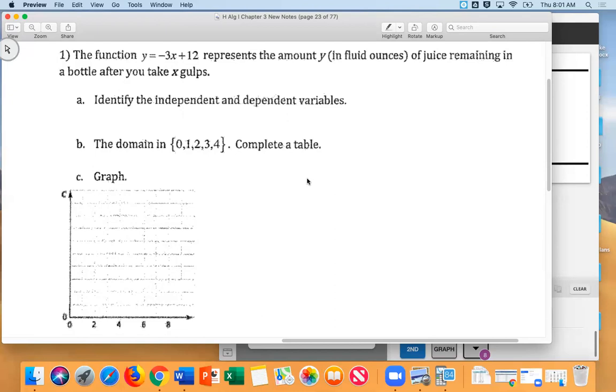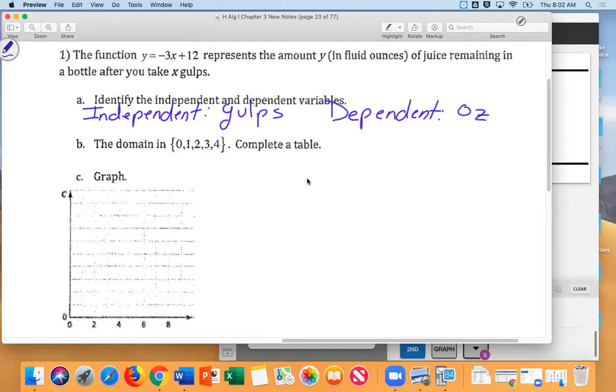So first off, independent variable. This is the one that kind of controls the other one, okay? If we look up here, it tells me what it is. It says, this function represents the amount y in fluid ounces of the juice remaining in a bottle after you take X gulps. Independent, from that first slide, I believe on Monday, was associated with the letter X. So independent variable is gulps. And dependent is, I'm just going to put ounces, OZ.